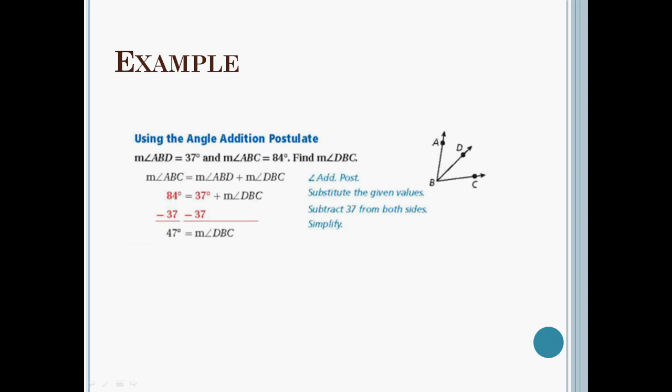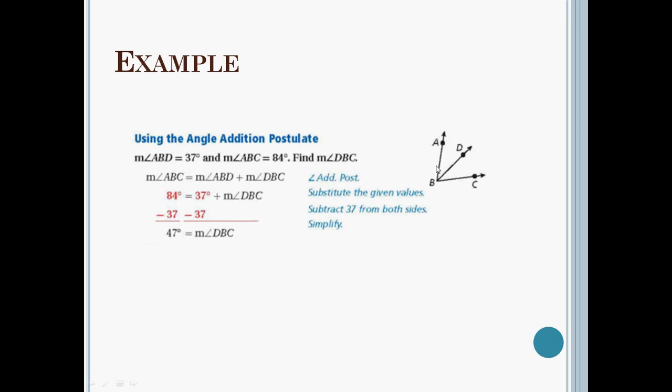Using this with an example, we have a drawing off to the side over here. Anytime that you are given a statement like this, it can be confusing. Draw yourself a picture. This will help you solve the problem. So we are told that angle ABD is 37 degrees, and angle ABC, this whole angle, is 84 degrees. We want to find angle DBC.